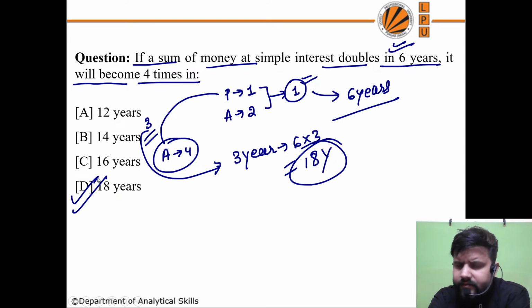Okay, it's an easy one, by the way, because in simple interest the interest remains the same every year. If you are earning 1 rupee in 6 years, for 2 rupees you will take 12 years. For 3 rupees you will take 18 years. We are applying this concept only to solve this question.